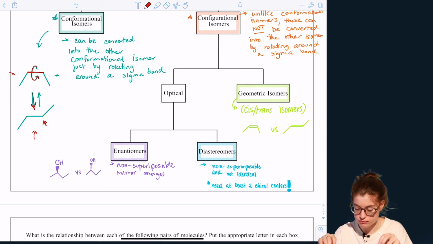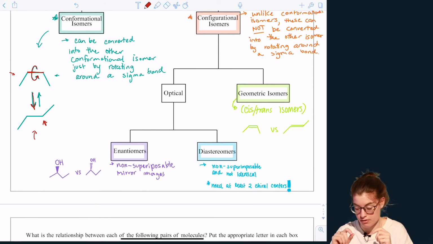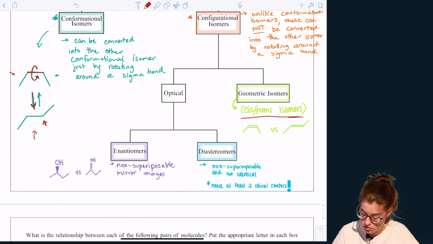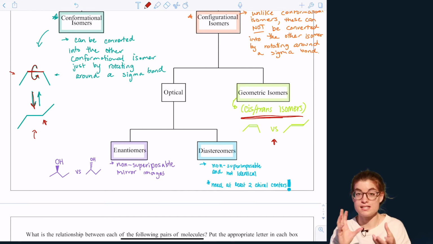Now the difference is, for geometric isomers, the reason you can't interconvert between them is because you have a rigid bond. Either you have a ring structure, so you can't rotate around single bonds because they're part of a ring, or you have a double bond, in which case you can't rotate because of the pi bond. Sometimes geometric isomers are called cis-trans isomers as well. And here's an example of a cis-trans isomer, specifically the double bond, where we have a cis version and a trans version.